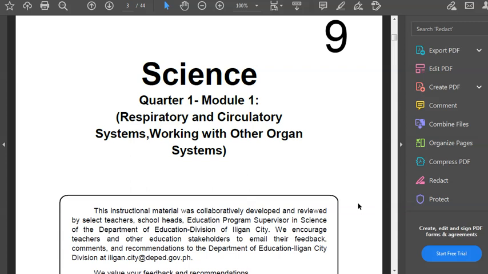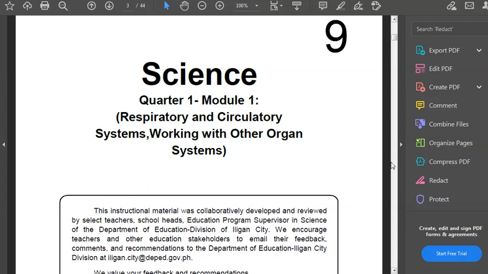Today we will start with our first module in Science 9. If you look at your weekly home learning plan, this will be the video for the first day, and our objective for today is to explain how the respiratory and circulatory systems work together to transport nutrients, gases, and other molecules to and from the different parts of the body. This is our learning objective for today.